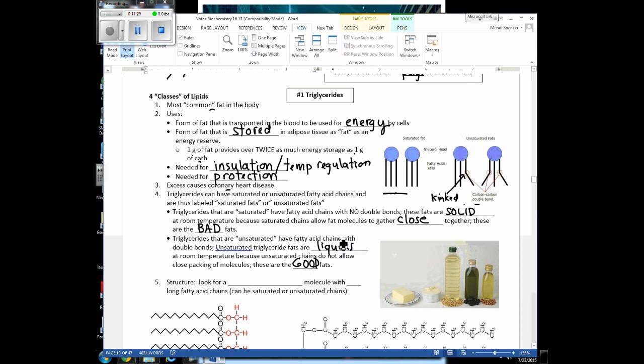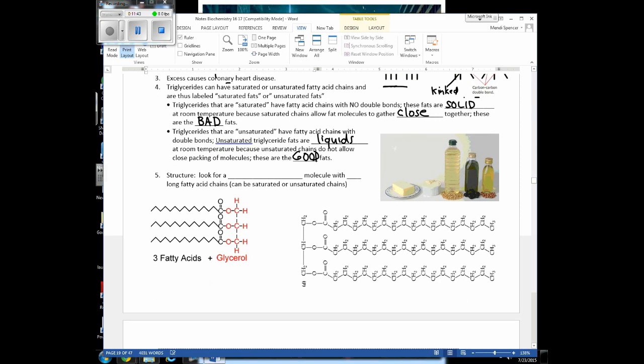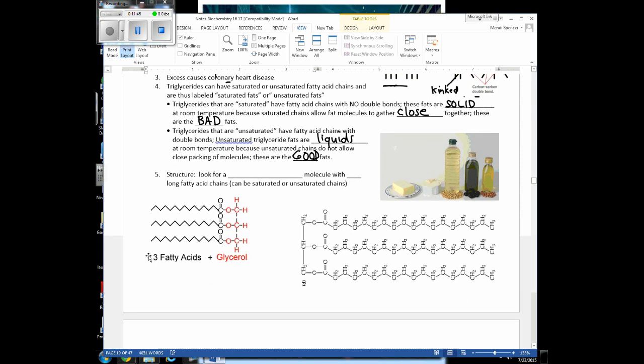So if you take a look at their structure again, you can see that with these kinks, they can't really get close together like these saturated fats can. So again, good fats are going to be the ones that are liquids at room temperature. Think of olive oil and vegetable oil and canola oil. And so here I have a diagram so that you can understand these are good fats. If we're going to choose a fat to use, we want to try the good ones that aren't going to clog your arteries and try to avoid some of these bad ones.